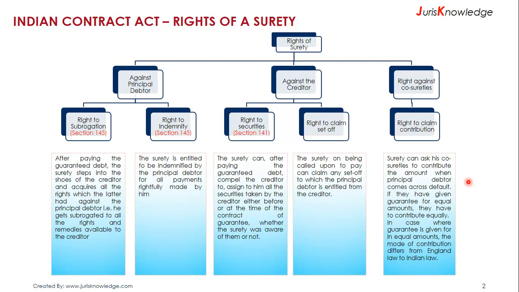If they have given guarantee for equal amounts, they have to contribute equally. In case the guarantee is for unequal amounts, the mode of contribution differs between English law and Indian law. There are a few differences in the way co-surety contribution is calculated in English law versus Indian law. In Indian law, it is calculated based on exactly the amount or the percentage of the amount the surety had given.